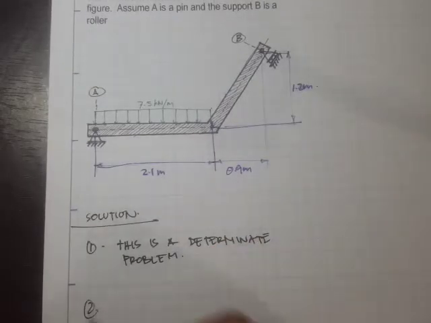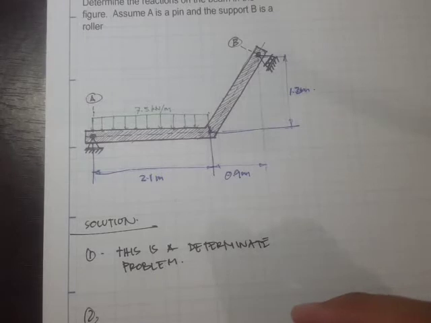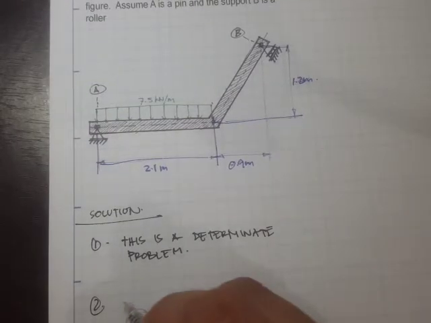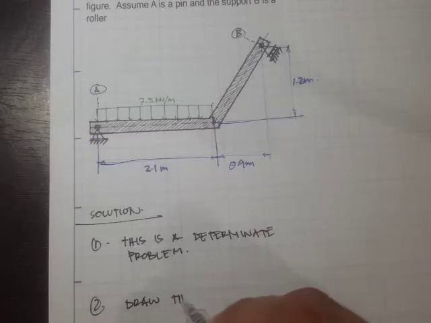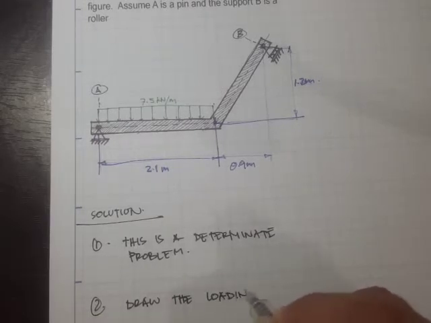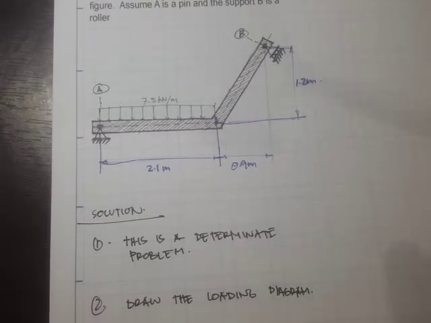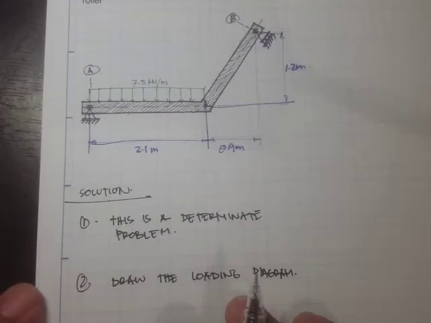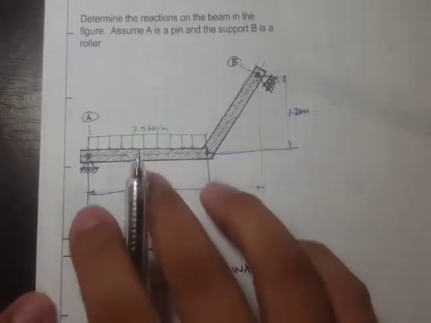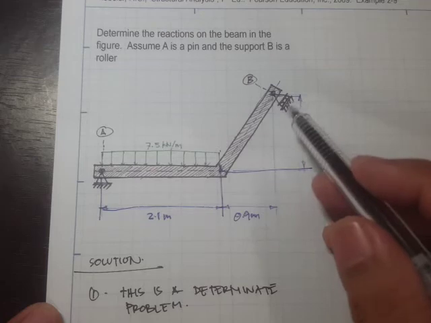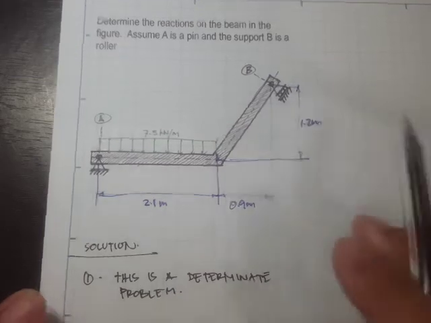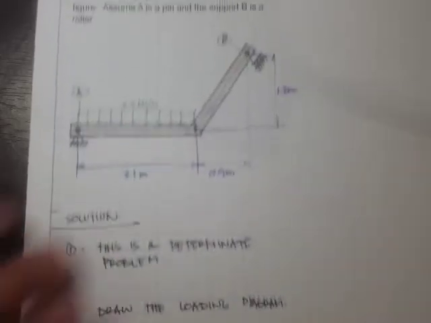Therefore, let's now draw the free body diagram of this beam, or the loading diagram rather. By the way, what is the difference between the loading diagram and the free body diagram? The difference is that for a loading diagram, we only expose the loads, whereas for the free body diagram, we also draw the idealizations of the supports. So here for the loading diagram, let's expose only the loads.